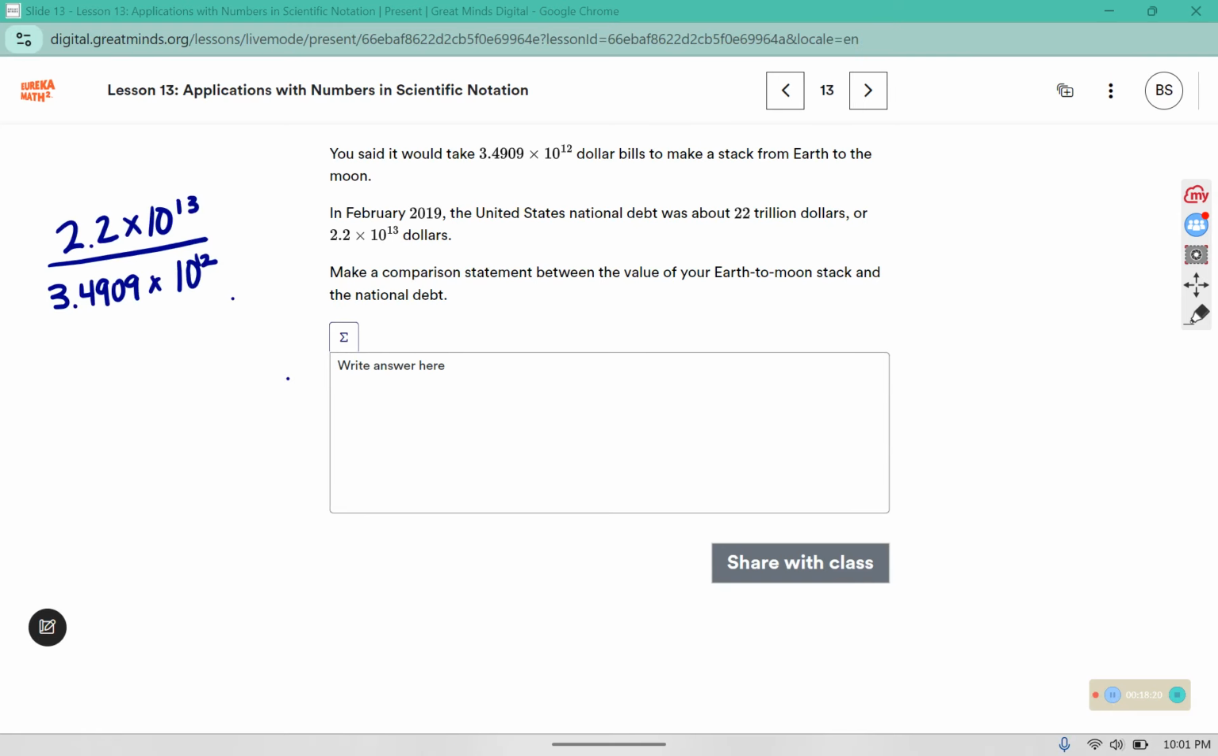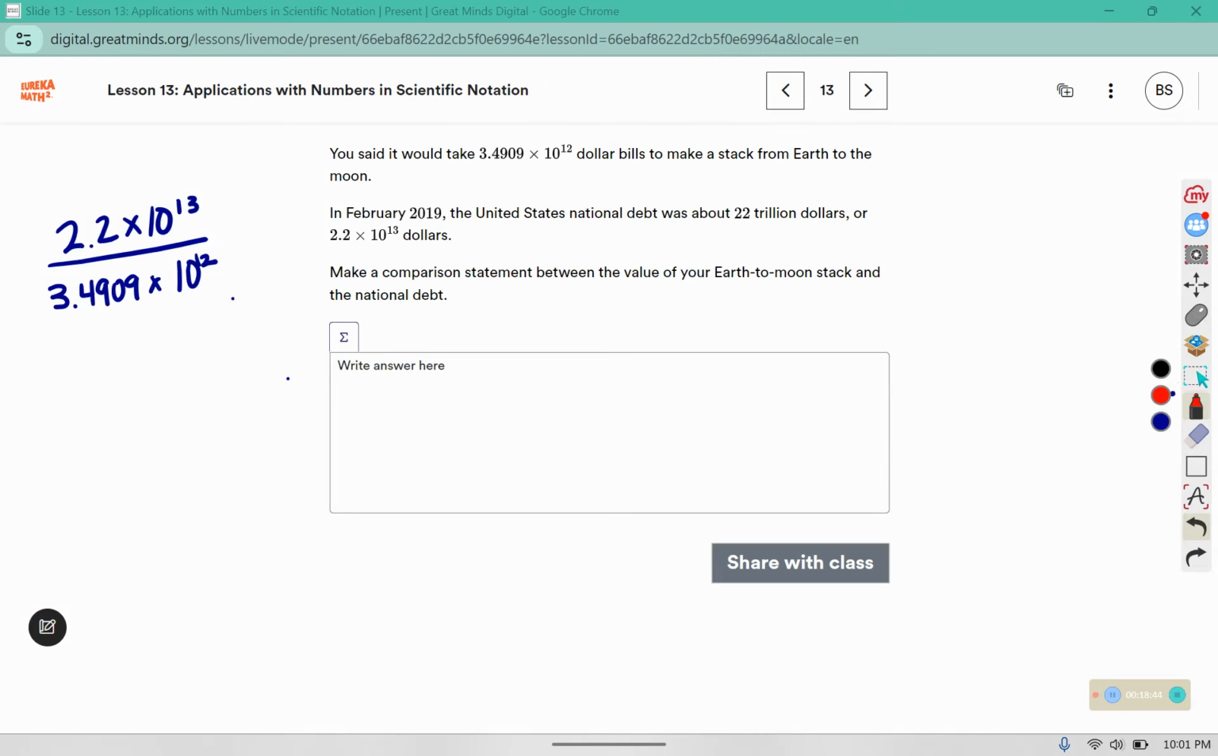We are going to make a comparison statement of how many times more than. So when we're figuring out how many times more than, we use division. 2.2 times 10 to the 13th is the debt. And then we're going to divide by 3.4909 times 10 to the 12th, which is how many dollar bills it would take to stack from the Earth to the moon. We divide the initial values.